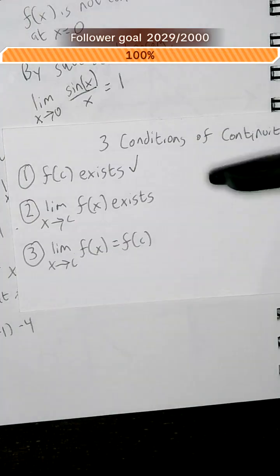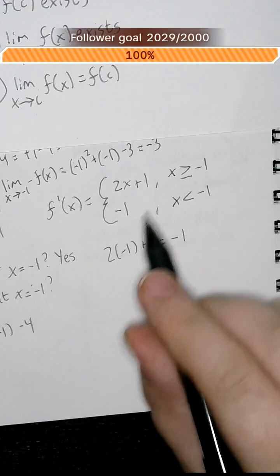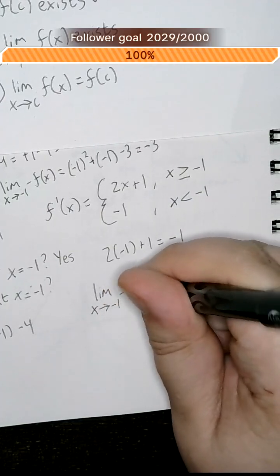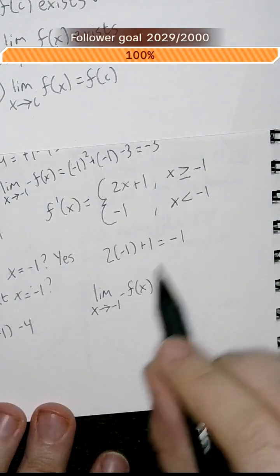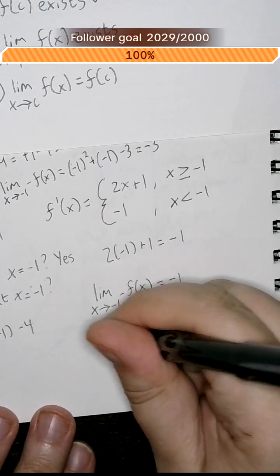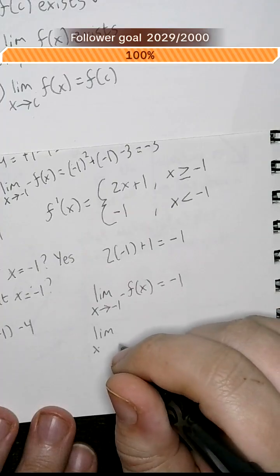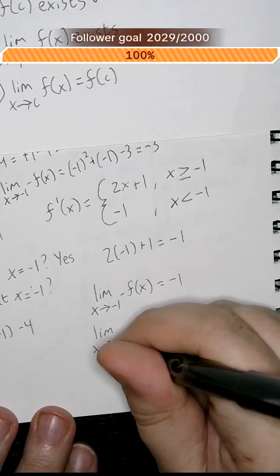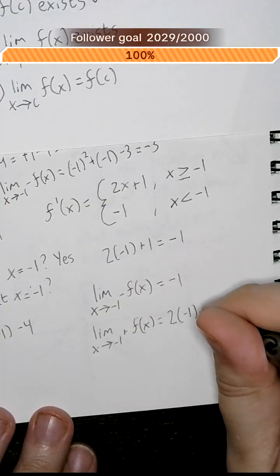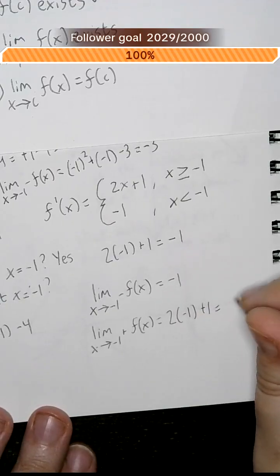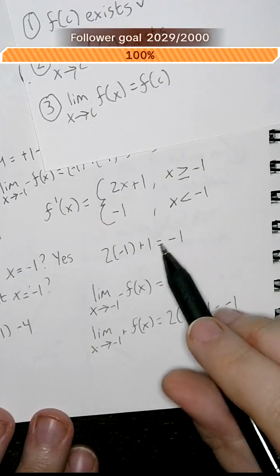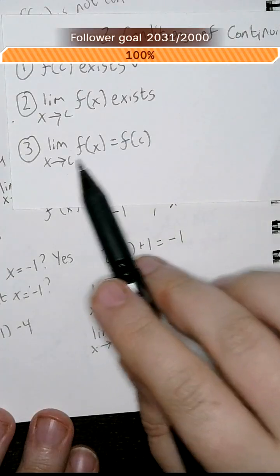The limit as x approaches c of f of x exists. So limit as x approaches -1 from the left of f of x means I plug in -1 to here. So that's just -1 because I have nowhere to plug that in. And then the limit as x approaches -1 from the right of f of x would be 2 times -1 plus 1. And as we agreed, that is -1. So because the limit from the left equals the limit from the right, the limit exists. And then, does the limit equal a value?